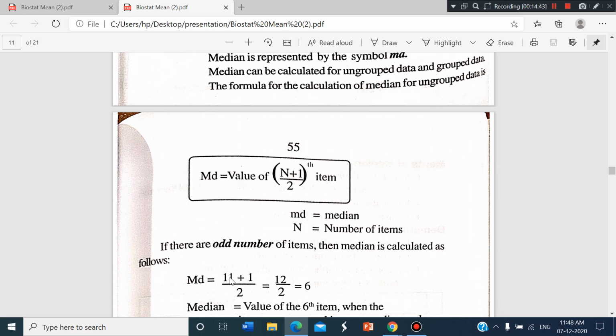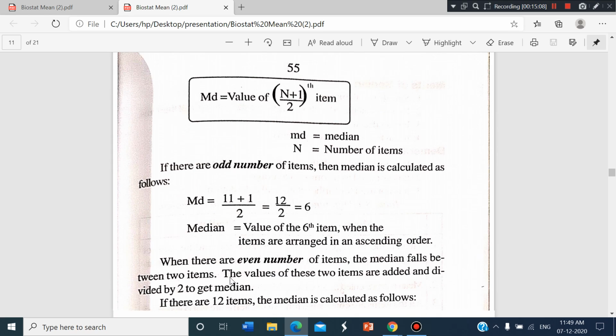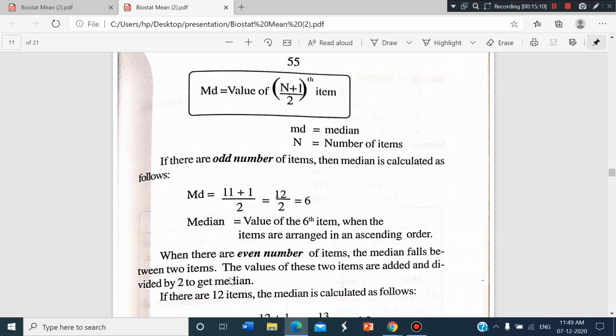The simplest formula for median is MD equal to the value of (n plus 1) divided by 2 th item. Here n is the number of items. This is the simplest one; there are many complications, which I will come to later.